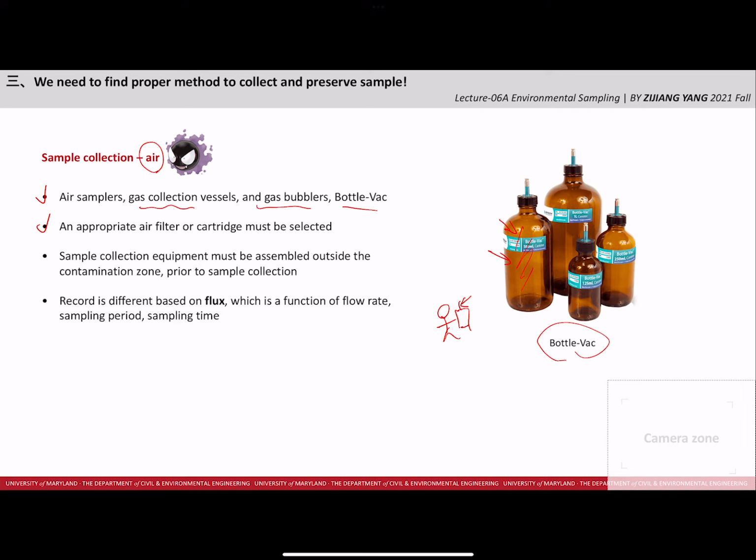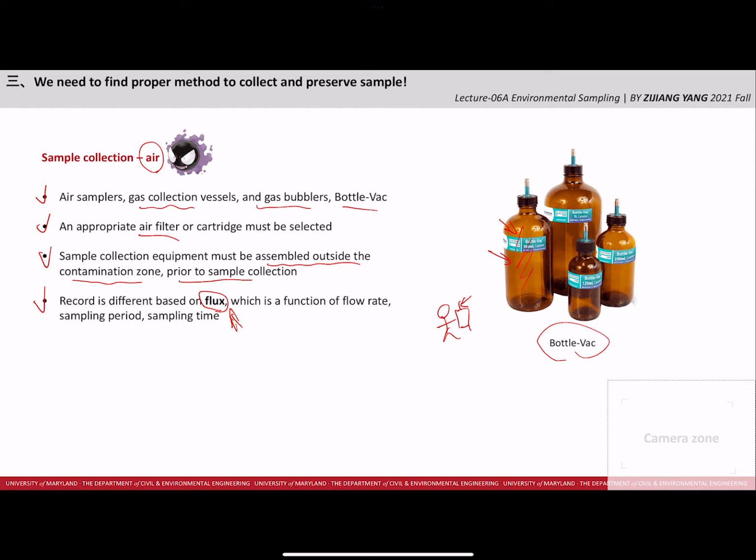Sometimes we need an air filter or cartridge because we want to remove the particulate matter in the air. Sample collection equipment must be assembled outside the contamination zone and prior to sample collection, because we want to avoid the sample being contaminated by the chemicals inside the sampling zone. This is a little bit different from other media.